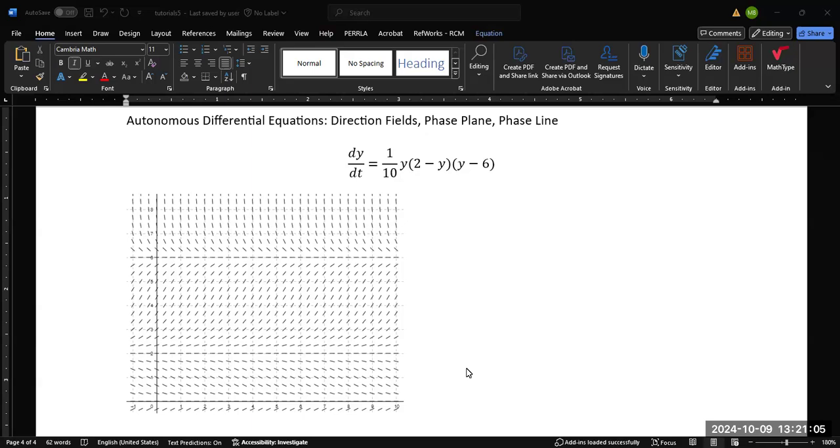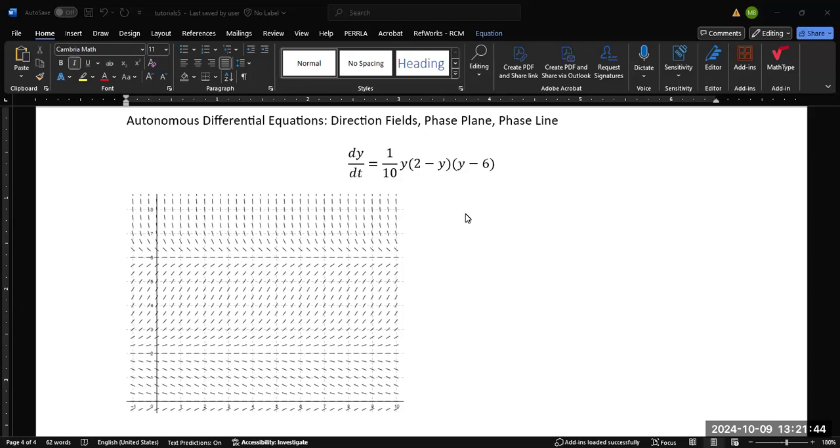Now, recall that autonomous differential equations are equations that involve the function and the derivative of the function, but do not explicitly involve the variable that underlies the function. So in this example, time is our underlying variable, but there is no variable t in the differential equation, only in the derivative notation. So that means that the slope of our direction field does not depend on time. It only depends on the position in the y variable, in the function variable.